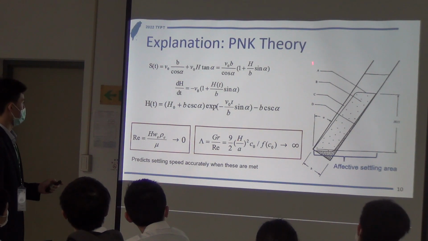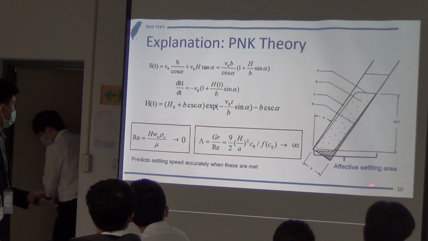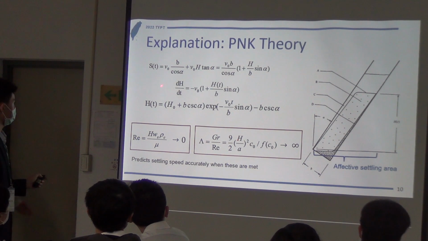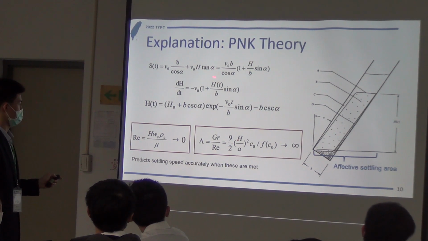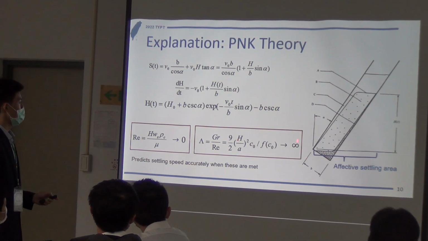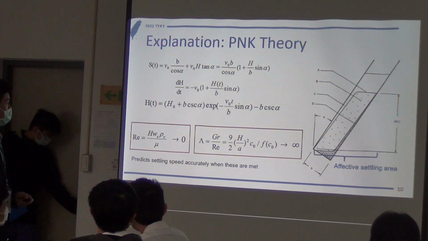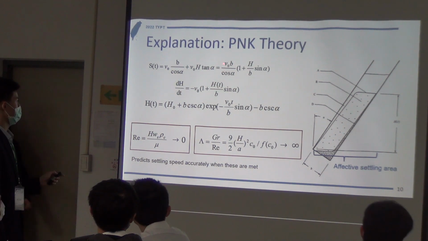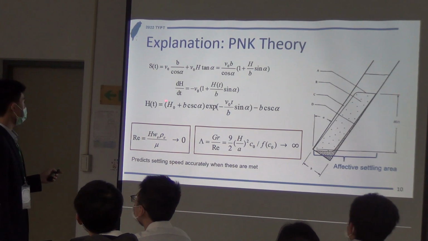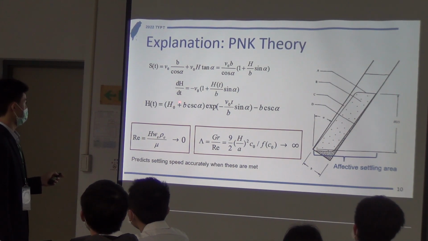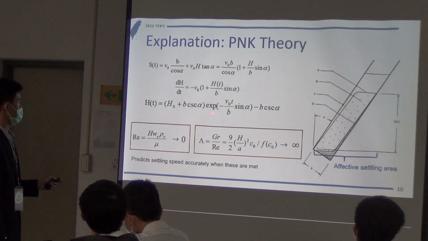And this is the PNK theory. PNK theory was developed to describe the rate of settling geometrically. So St is the volume settling rate. It is the velocity of an individual particle times the effective settling area. And by tilting the container, we increase the effective settling area. So the volume settling rate should also increase. And V0 here is the velocity of the particle calculated with the Stokes settling speed. And St is equal to the change of height. And by integrating both sides, we get the height as a function of time.